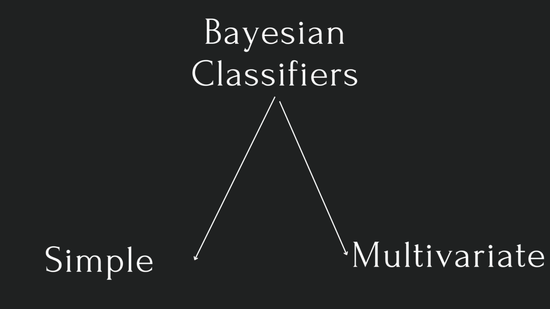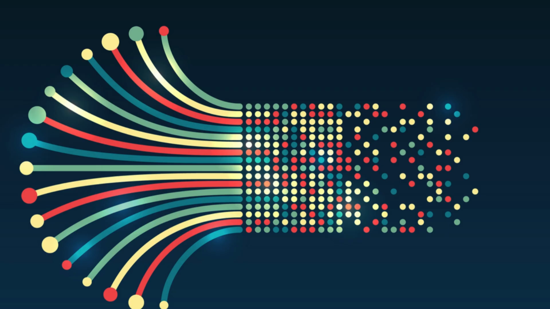It extends the simple Gaussian classifier to handle multiple features by assuming that the feature vector for each class follows a multivariate normal distribution. This involves estimating a mean vector and covariance matrix for each class. Decision boundaries and risk minimization.